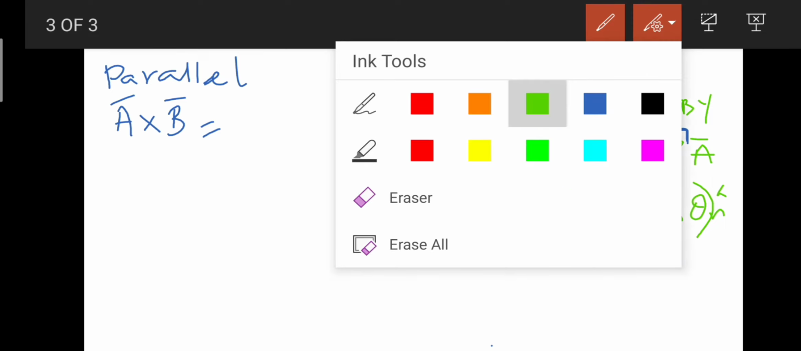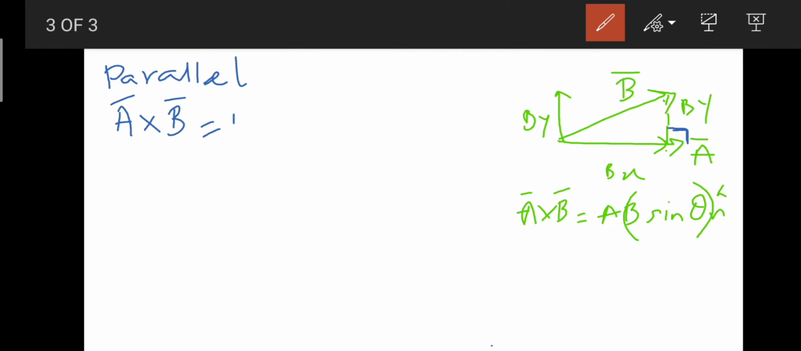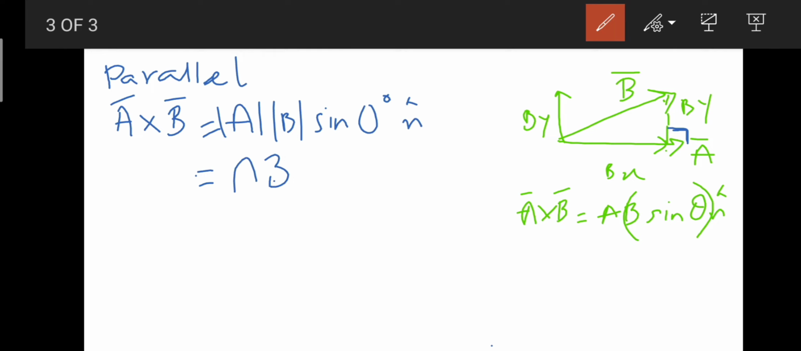Now coming back towards the parallel case, I would write the magnitude of a and the magnitude of b along with sine theta, and the value of theta would definitely be equal to 0 degrees since it is the parallel case, along with n unit vector. So what I'm going to get is the magnitude of a, magnitude of b, and this would be sine 0 degrees, which is equal to 0, and the unit vector n.